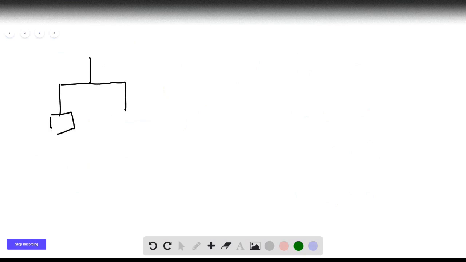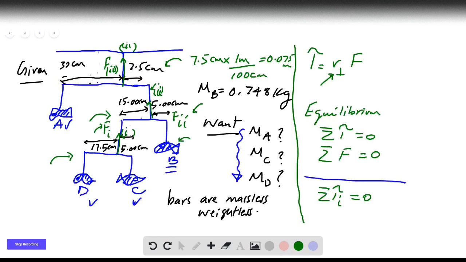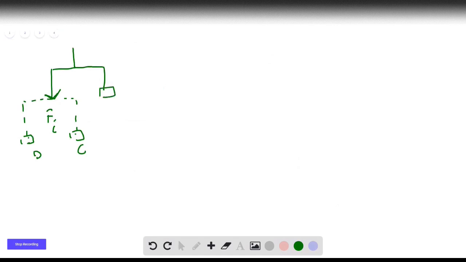At level 2, this force is playing a role, so it's pushing downwards. This is F1. Remember, we have D and C hanging from right here. So this is D and C. So this force right here is F1. And then if you go back, you see that the second one is B. So this mass right here is B. And then, of course, F2 is pointing upwards.